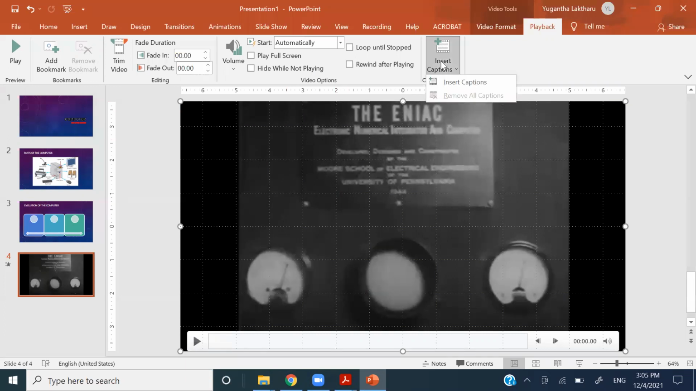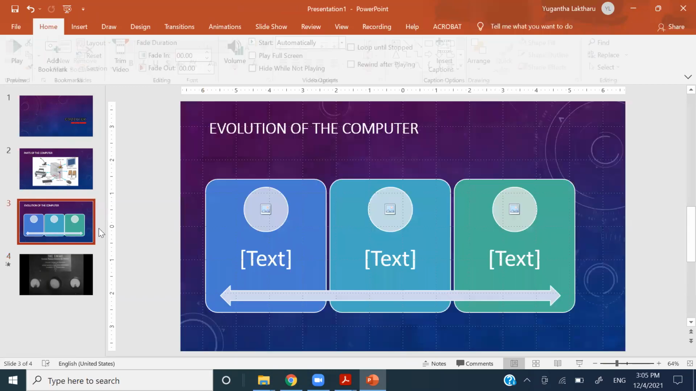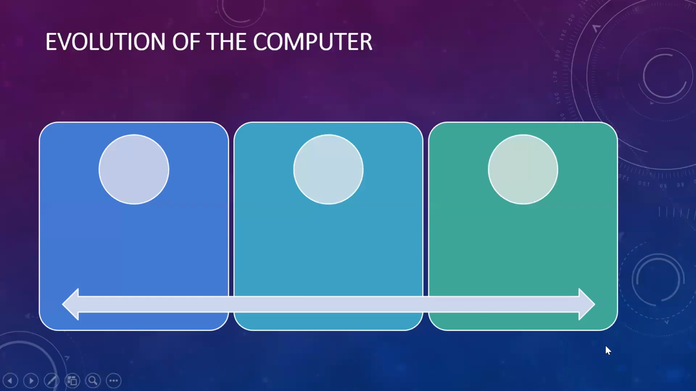And if you want, we can insert a particular caption. You may try those things out. So let's see what happens when we are moving from this slide to the next slide. I'm just giving a mouse click.